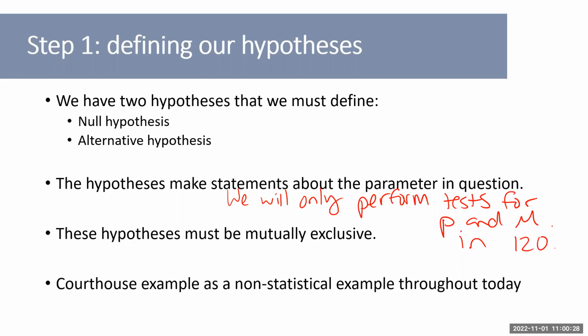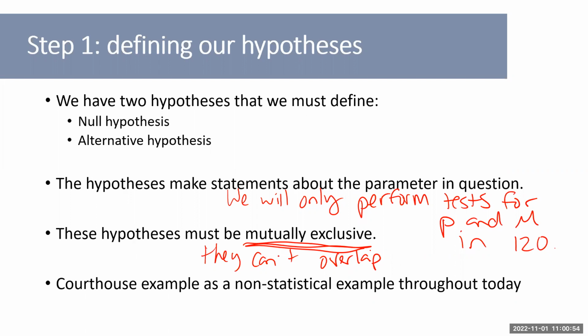The hypotheses must be mutually exclusive. And if you remember, that means they can't overlap, okay? So that's the important thing. You can't have an overlapping area. And something we're going to talk about as we go through today is the courthouse example. And you'll see this in a lot of statistical textbooks. It's more of a take the math out of it and just think about it in real world terms, okay?